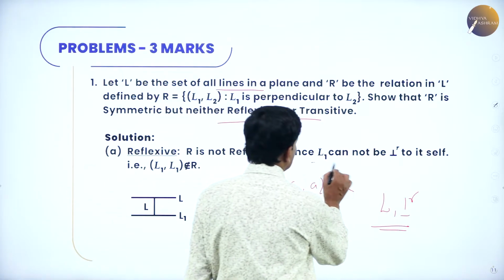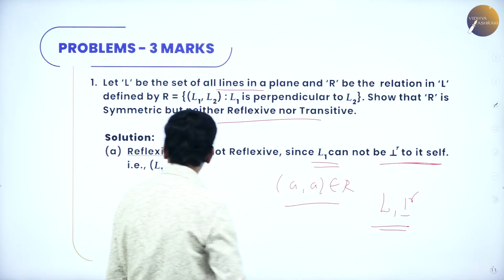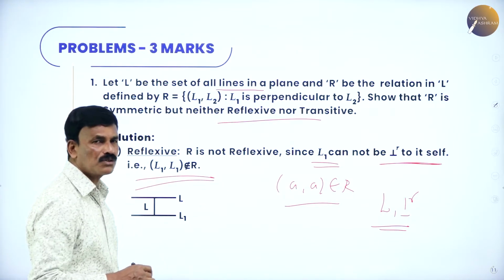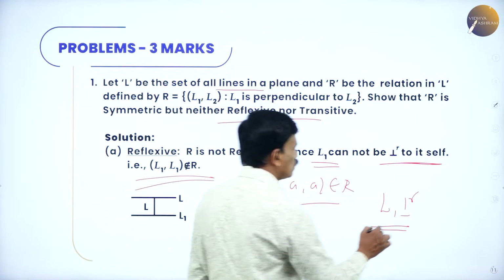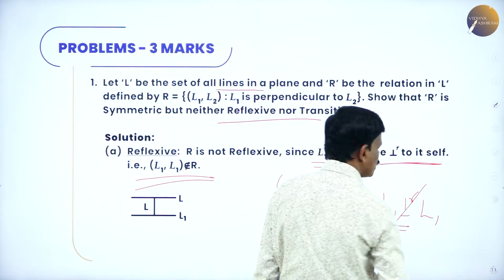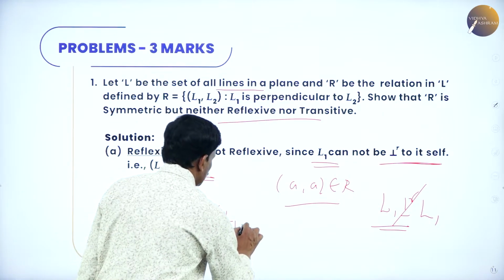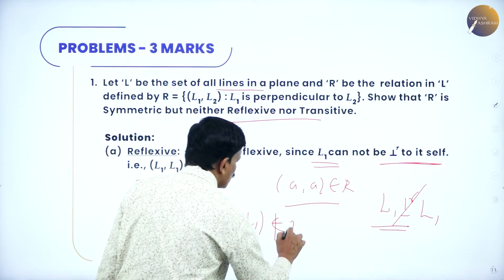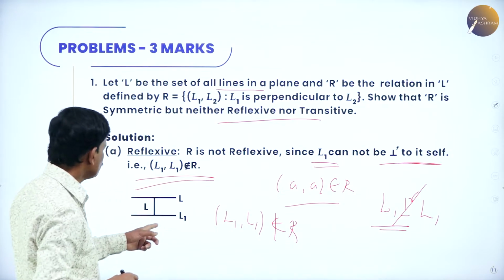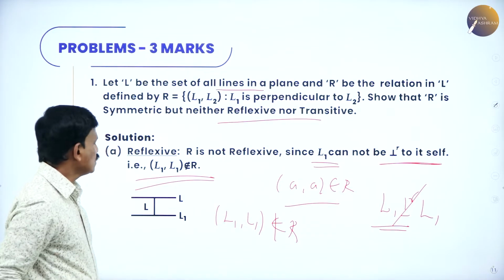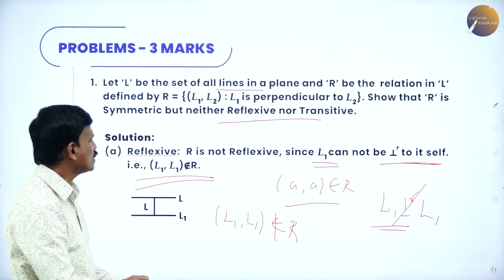Since the line L1 cannot be perpendicular to itself, therefore (L1, L1) does not belong to R, because L1 is not perpendicular to L1. So therefore this is not reflexive. See, L1 cannot be perpendicular to the same line. Okay. Therefore, this is not reflexive.